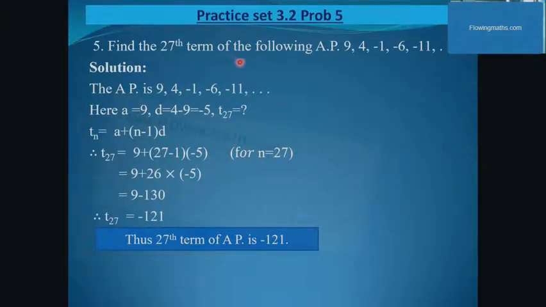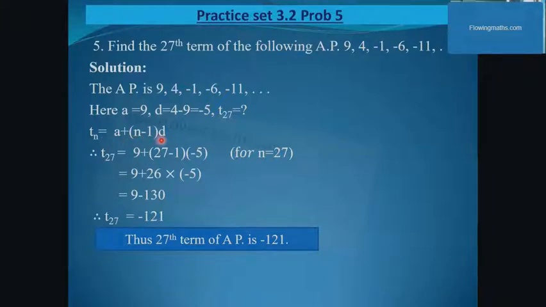Problem 5. Find the 27th term of the following AP. The AP given is 9, 4, minus 1, minus 6, minus 11, and so on. Here, A is 9. D is 4 minus 9, which is minus 5. We have to find out T27.